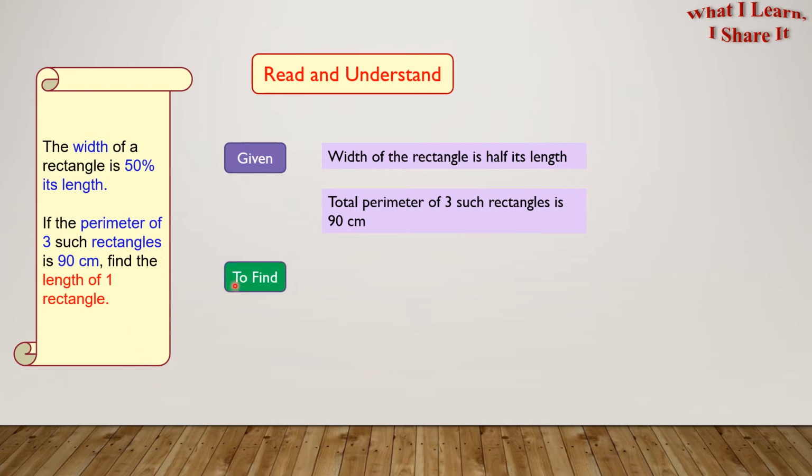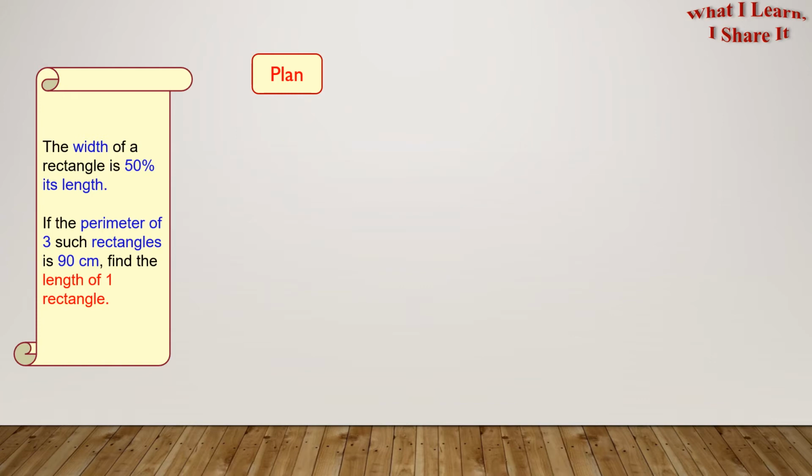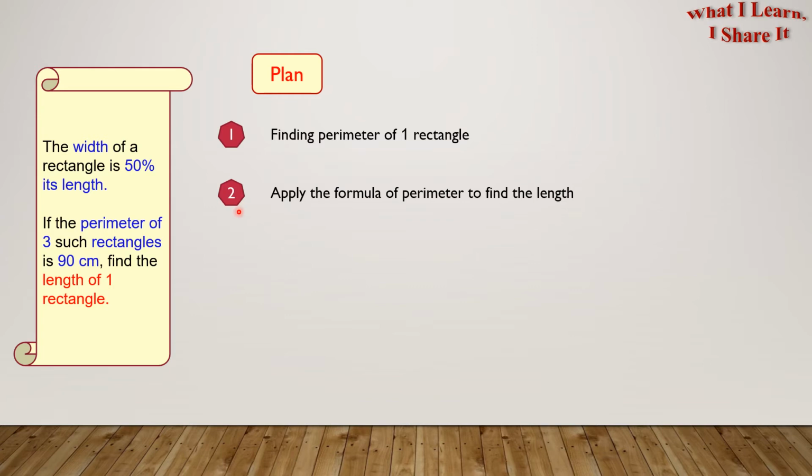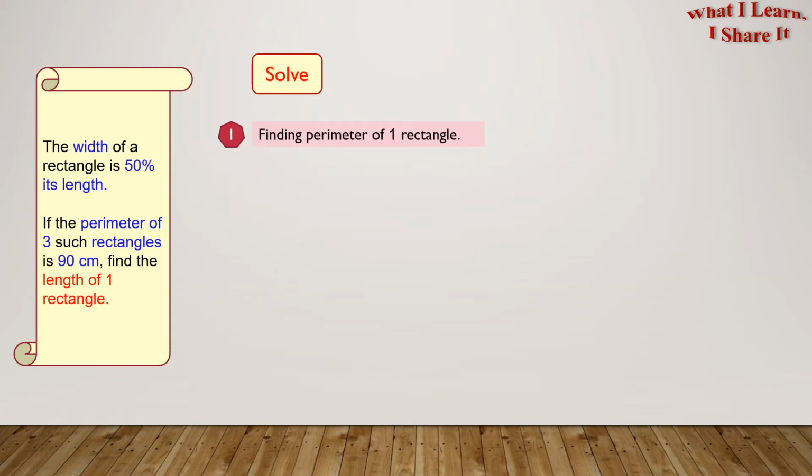What is there to find? We have to find the length of one rectangle. Let's plan. So first, we're going to find the perimeter of one rectangle, and then we're going to apply the formula of the perimeter to find the length. Let's start by finding the perimeter of one rectangle.